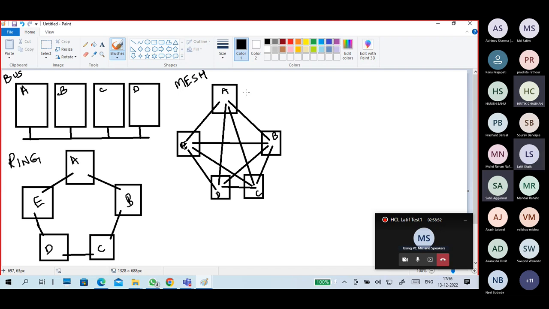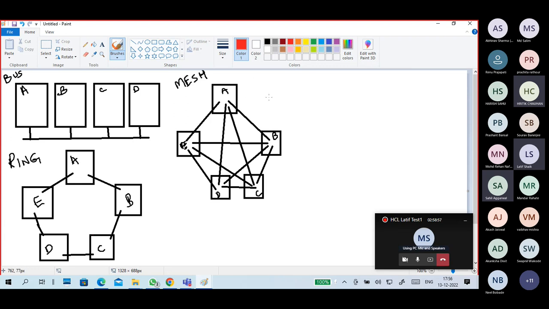So that is the mesh topology. Every device is connected to all other devices. It is very complex, because one device is connected to multiple devices.